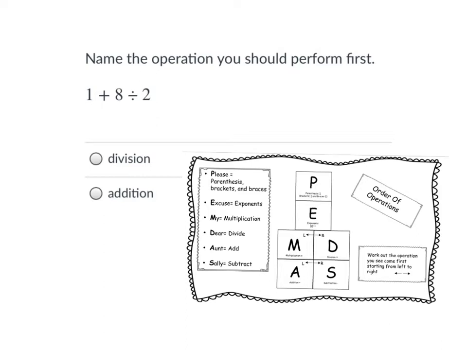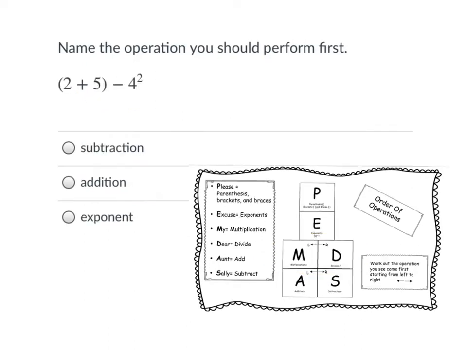Name the operation you should perform first. Here we have addition and division. In our order of operations, division comes first. So this would be division.